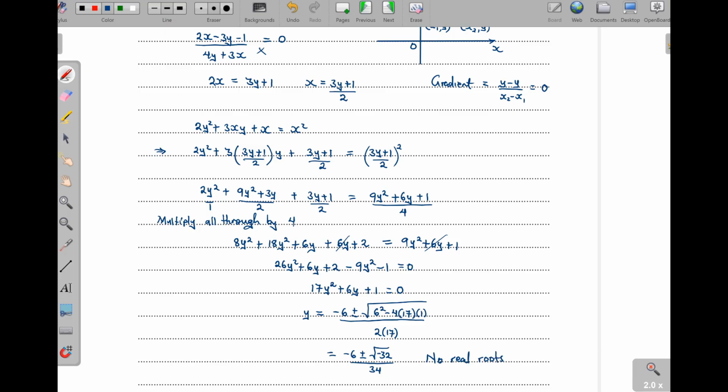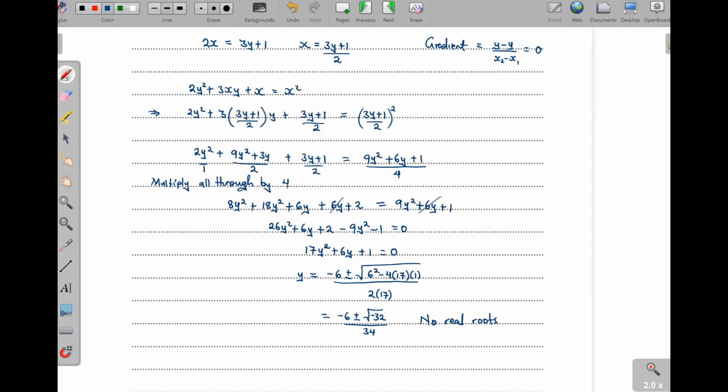Okay, and then we conclude that therefore the curve has no tangent parallel to x-axis. Well, in fact, I can just say no tangent parallel to x-axis. And that is that.